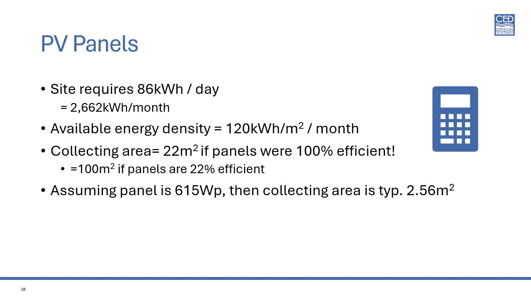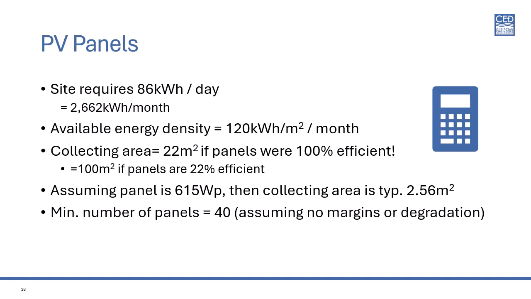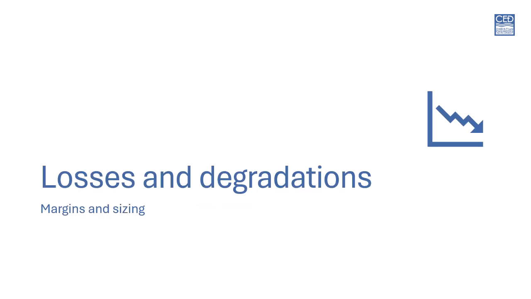Assuming we're using 615 watt panels and the collection area of each panel is around 2.56 metres squared, we divide it through and we end up with the minimum number of panels being 40, assuming no margins and no system degradation. So now we'll take a look at estimating those losses and equipment degradation.